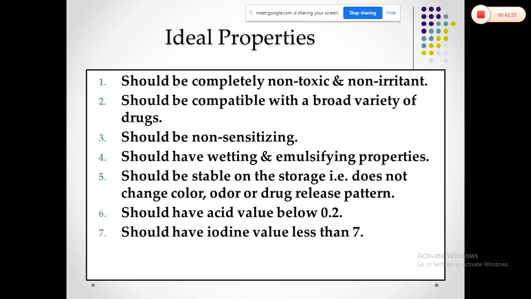What is the iodine value? We have covered all that in the semi-solid dosage form: what is the iodine value, what is acid value, and what is saponification value. Right? Does anybody remember what the iodine value is? Hello?